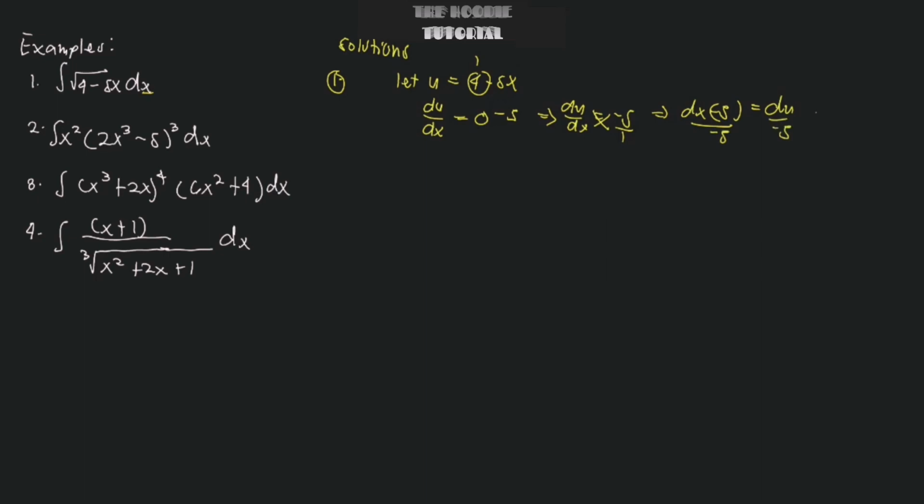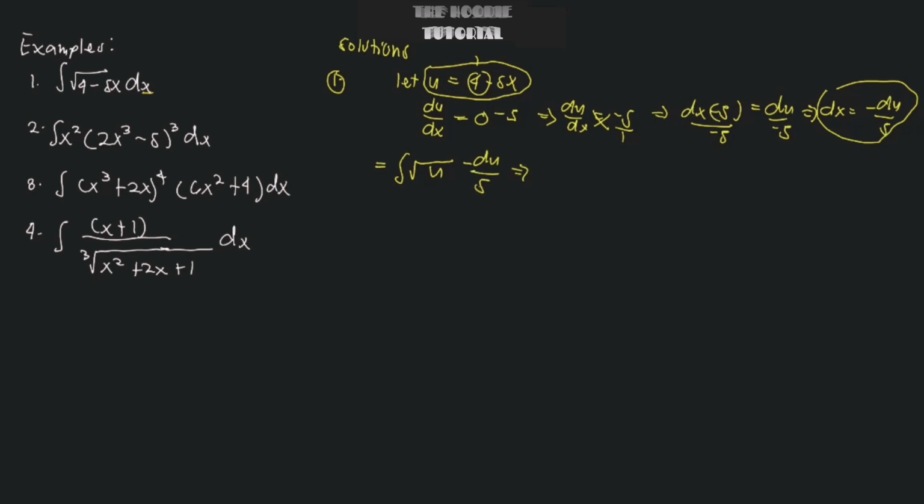So therefore we are going to have dx is equal to negative du over 5. Since we already have the value of dx and we already have the value of u, right now we are going to substitute this into our original integration right here. So that's just equal to the integration of our function, or the u, and then the value of dx, which is negative du all over 5.